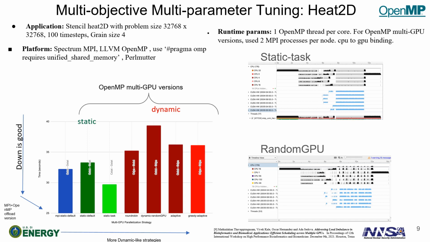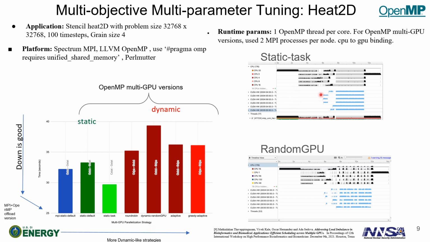In particular, we see here on the left a plot for Heat 2D, and it's run with the LLVM OpenMP offload implementation on a node of Summit. It shows timings for these different task to GPU scheduling strategies. Again, down is good. And from this, we see that the static tasking approach with the dynamic fraction of 10% is the best performing.